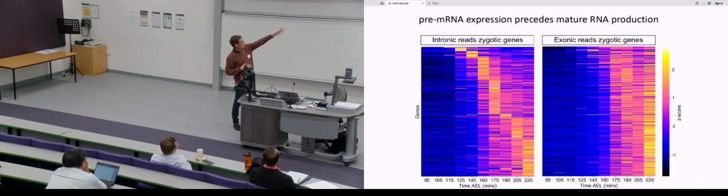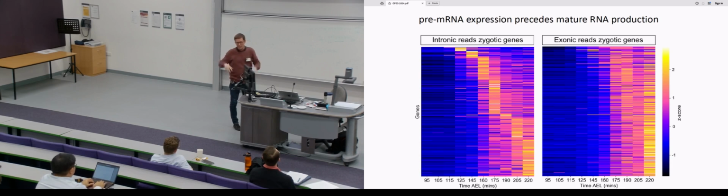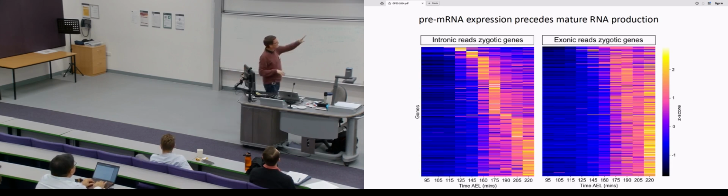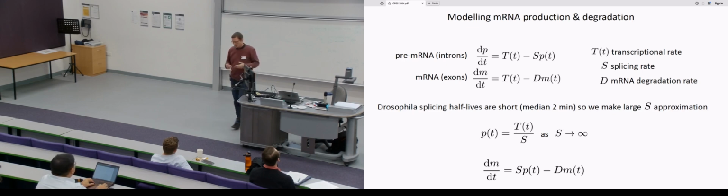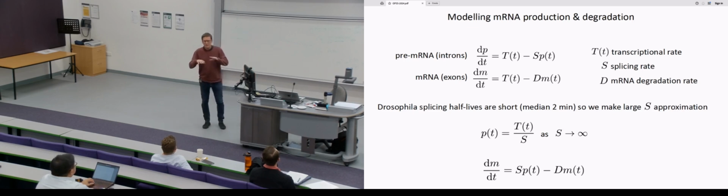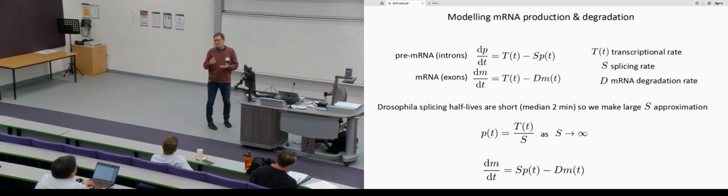The ones on the left are from the introns, so they're spliced out. And the ones on the right are the mature RNAs that come from the exons. And you can see that the intronic ones precede the zygotic ones. But the pattern can look different from gene to gene because genes can have very different half-lives.